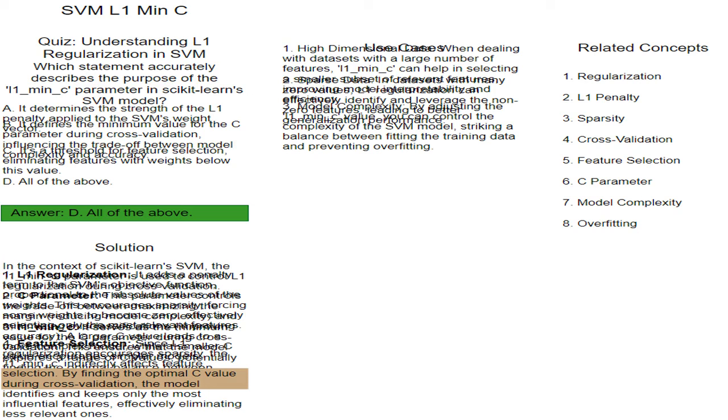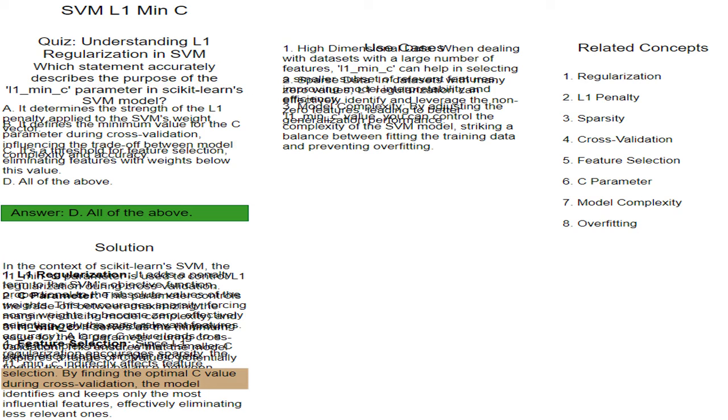Since L1 regularization encourages sparsity, the L1 MINC indirectly affects feature selection. By finding the optimal C value during cross-validation, the model identifies and keeps only the most influential features, effectively eliminating less relevant ones. Reducing the number of features in a high-dimensional dataset, improving model efficiency and interpretability. Identifying the most important factors influencing a target variable, for example predicting customer churn. Simplifying the model without sacrificing performance.